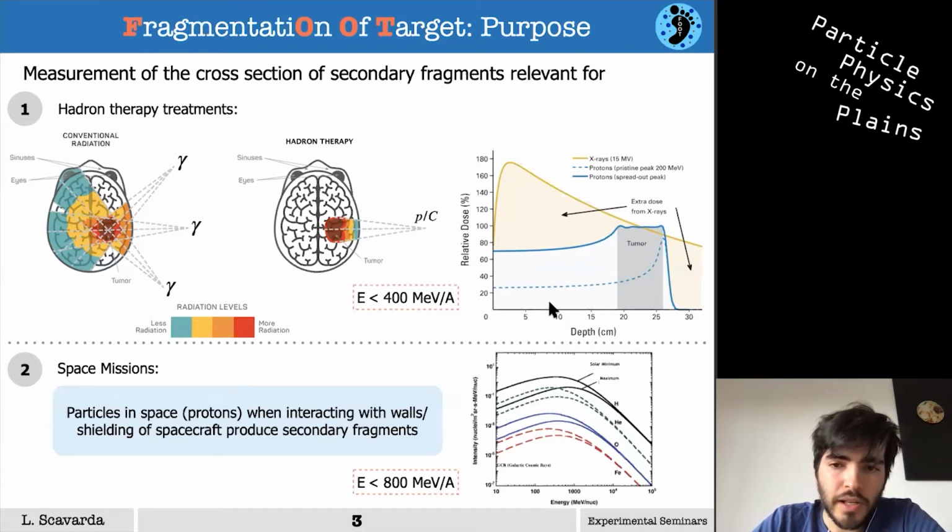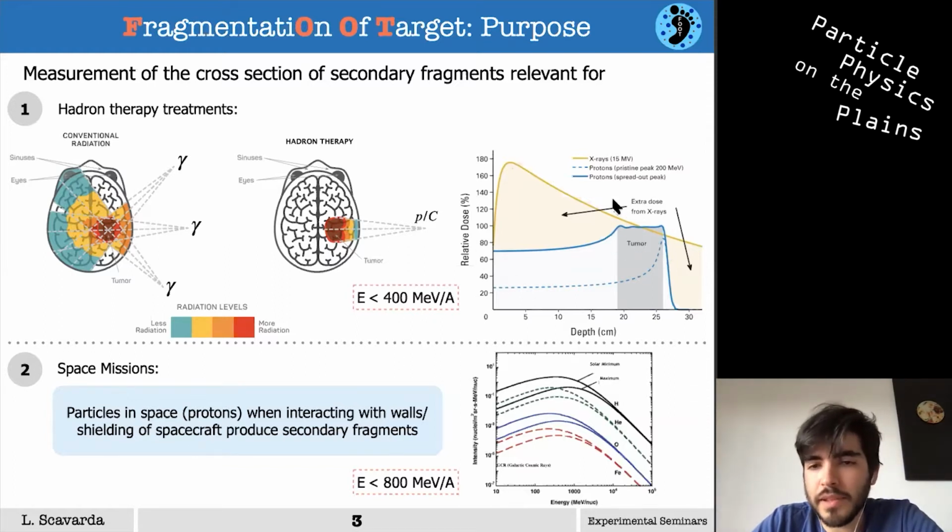As you can see in this plot with the blue trend, the energy released in the entry channel, so on the surface of the skin of the patient, is low, and the maximum of the dose is released where there is the tumor, so inside of the patient. So changing the energy of the primary beam, the treatment particle, we can move this peak, called also Bragg peak, and we can scan all the surface of the tumor.